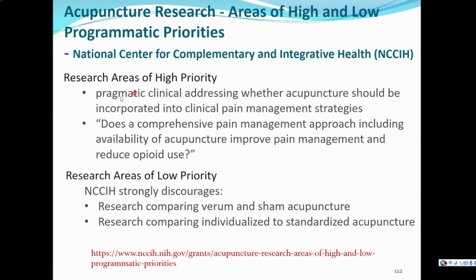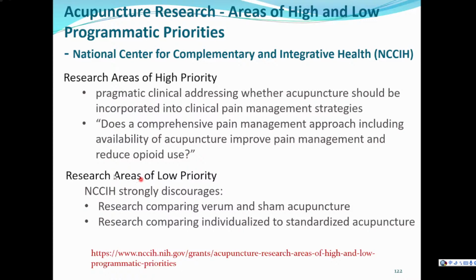They want to encourage people to do programmatic studies that address whether acupuncture can be incorporated into a clinical pain management strategy, and also address the question of whether a comprehensive pain management approach, including the availability of acupuncture, can improve pain management and reduce opioid use. So this addresses the nationwide opioid crisis.